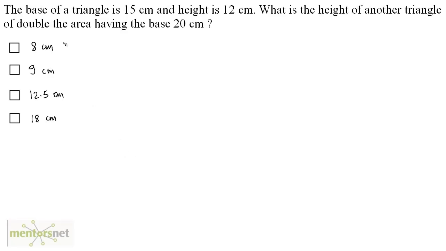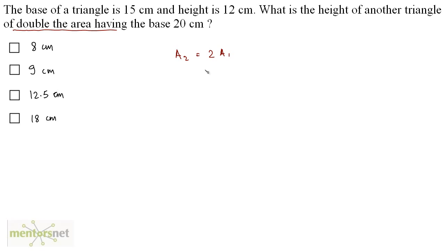The base of a triangle is 15 centimeter and height is 12 centimeter. What is the height of another triangle of double the area having the base as 20 centimeter? Now we have been given that the area of the second triangle is double the area of the first triangle. So I can write A2 is equal to twice of A1.